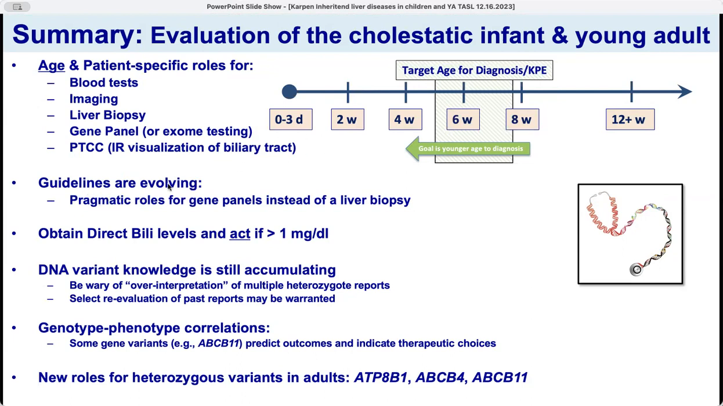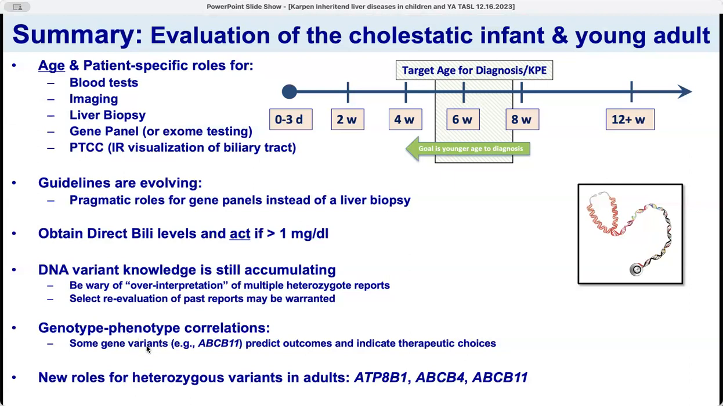Note that the guidelines are evolving. There are now pragmatic roles for panels instead of biopsy. Direct bilirubin levels are driving things, and we act if it's more than 17 micromolar or 1 mg per deciliter. Please note that what we know in December of 2023 for gene variants is still changing. We're creating the atlas, so be wary of overinterpretation of multiple heterozygous reports. And also know that for those unexplained, like that patient I showed, that child probably needs an exome, which we didn't do. And if the child did, I would reevaluate it if it were negative.